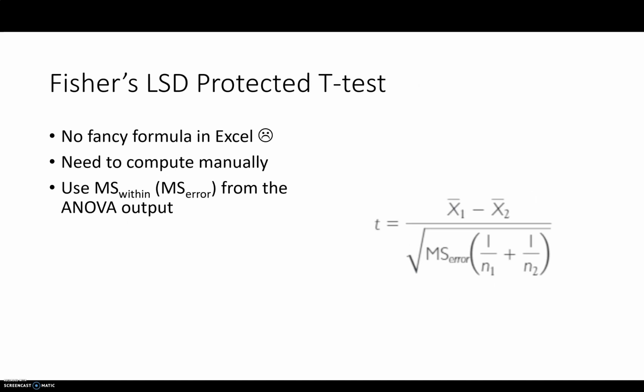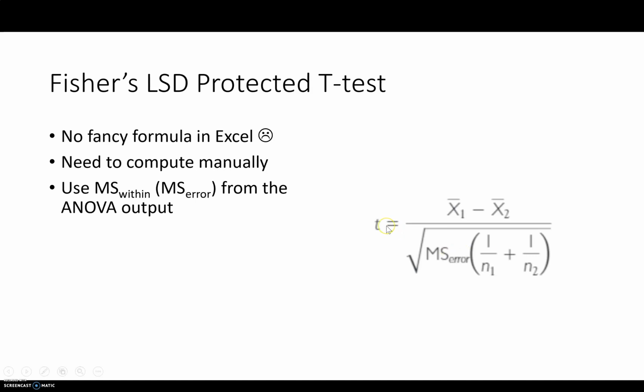So, Fisher's LSD protected t-test. Unfortunately, there's not a fancy formula in Excel to just compute this for you, so you'll need to compute it manually. But this formula is fairly straightforward. You have the 2 sample means that you want to compare. You divide that by the square root of all this stuff: the MS error, which you get from the ANOVA output, times 1 over the sample size for the first one, plus 1 over the sample size for the other one. See the other video for a demonstration of how to do that. It just requires some manual calculation.